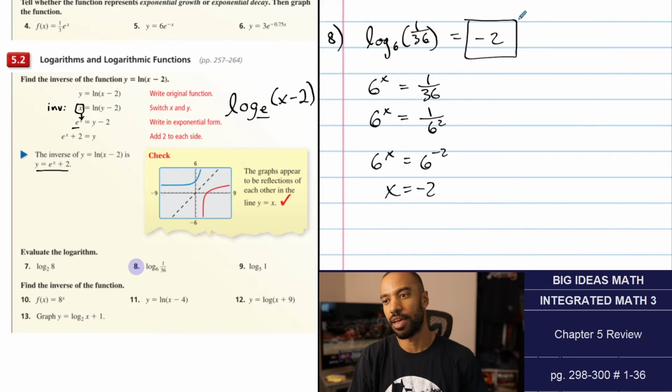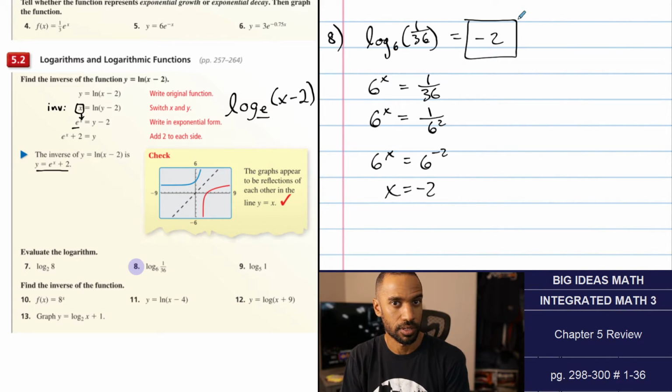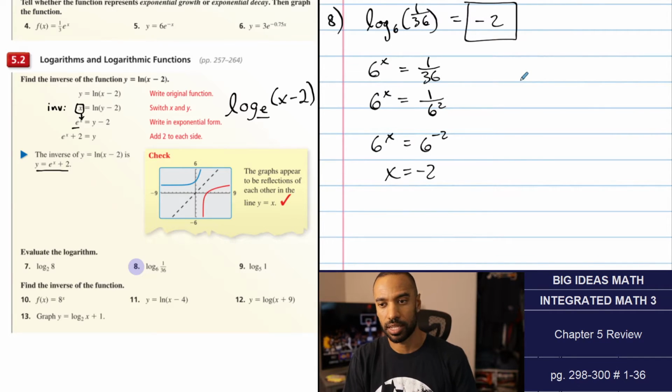You will get some negative exponent answers. You can get negative exponent answers with logs. You just can't take the log of negative numbers.